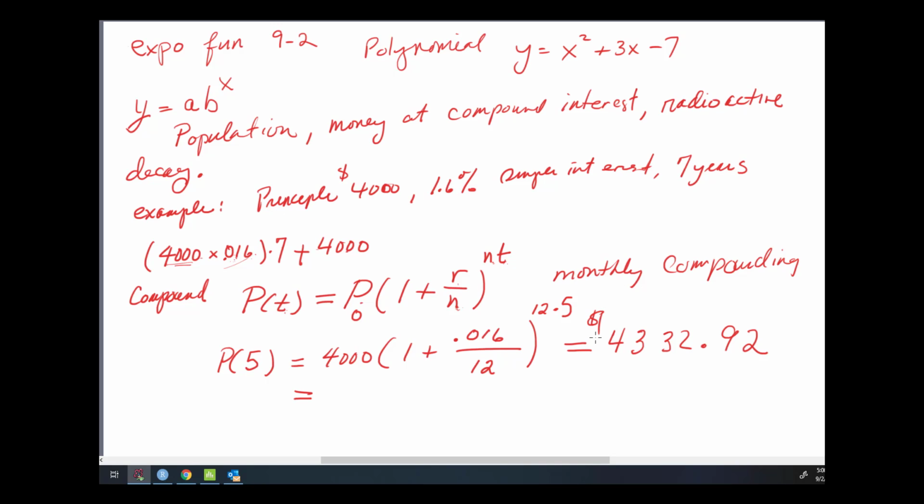Now, this problem wasn't really about figuring out how much your $4,000 investment was going to be. It was about illustrating the use of exponential growth. And this is an exponential formula. How do I know that? The independent variable is t, and t appears here in the exponent.